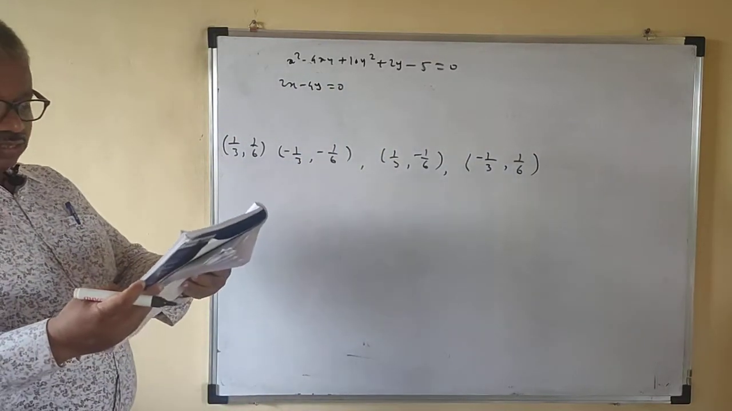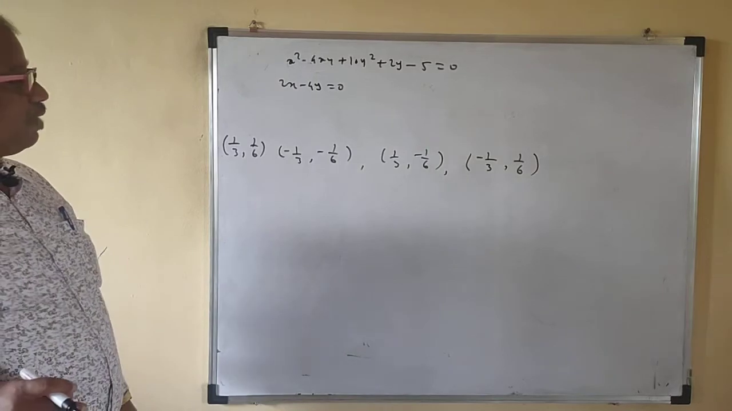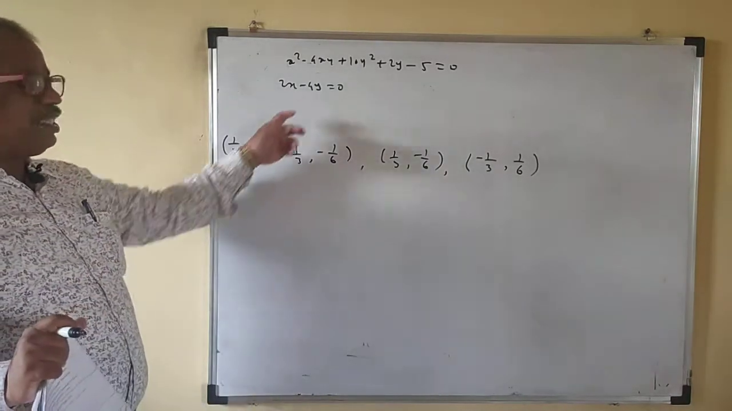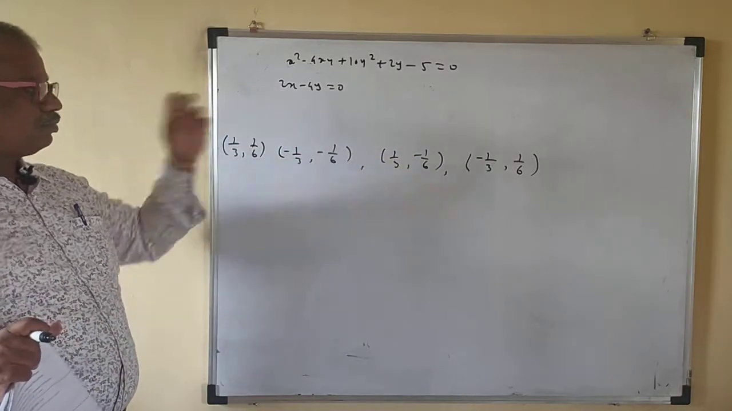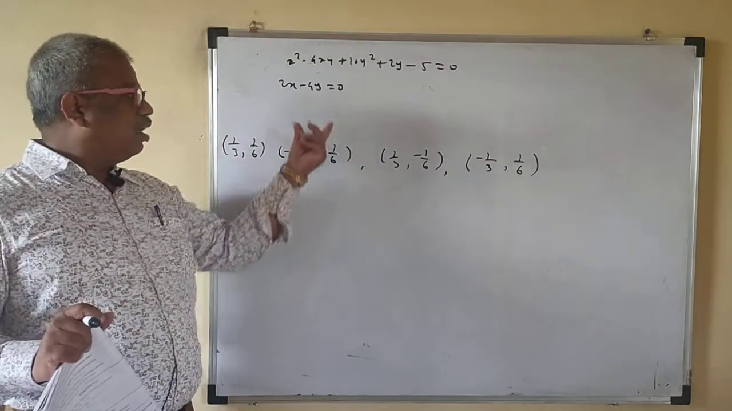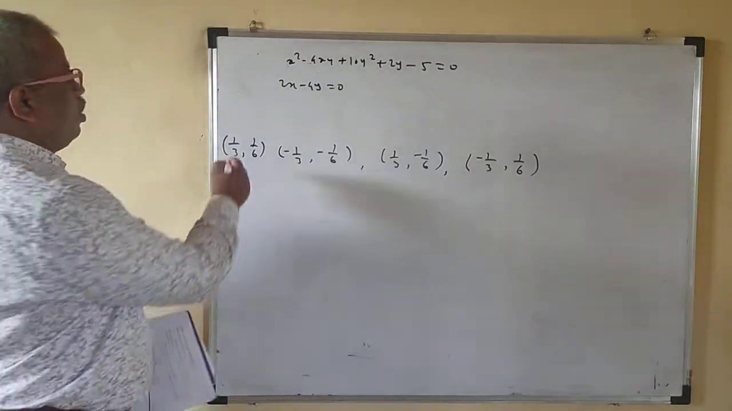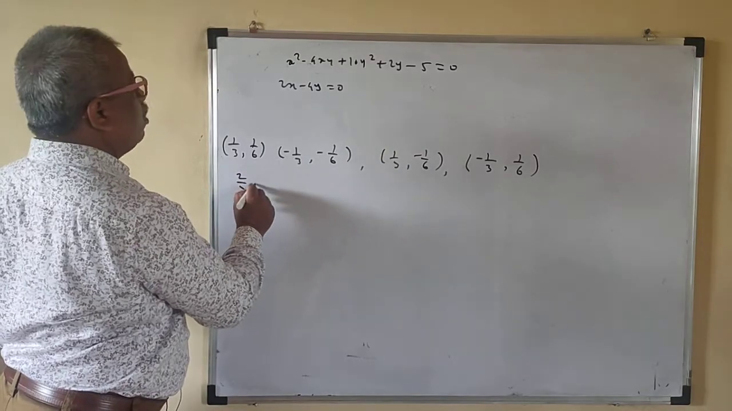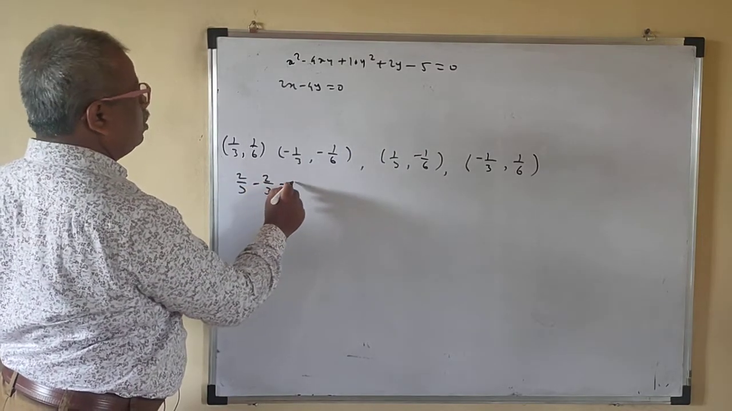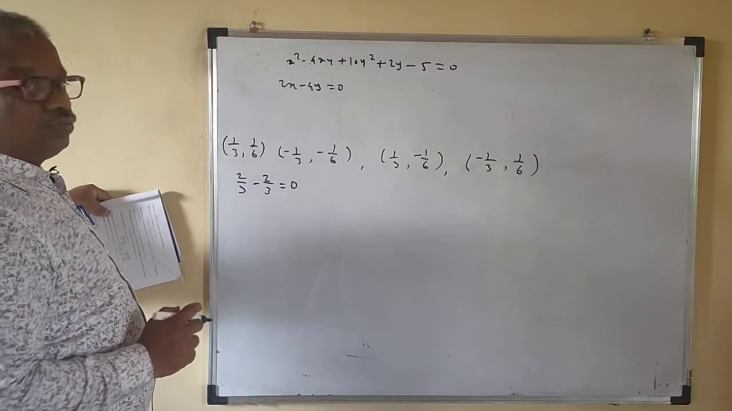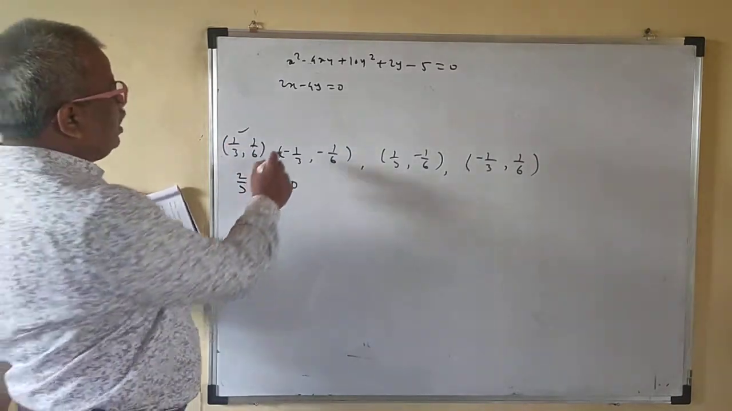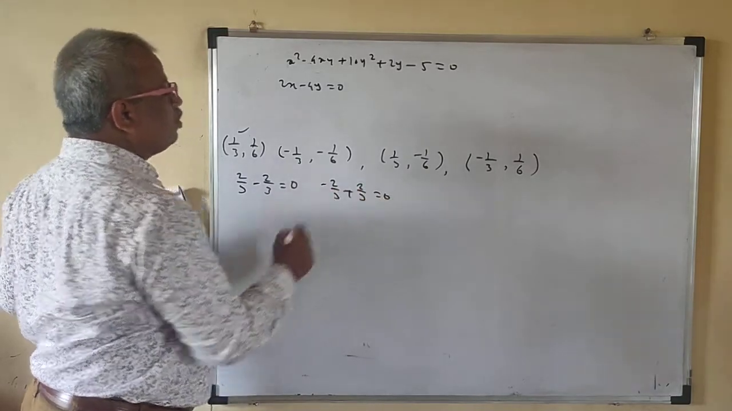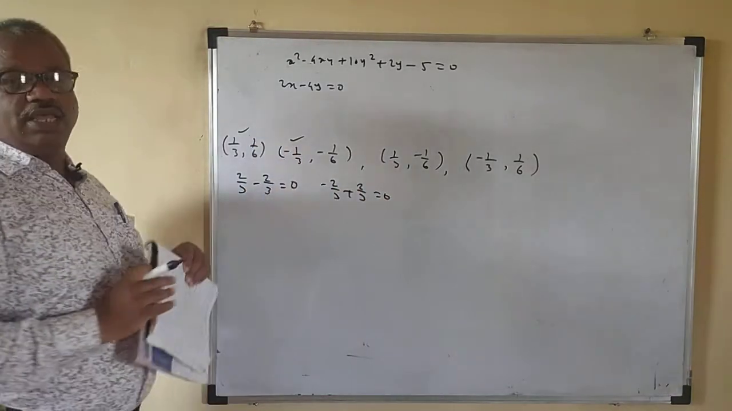Okay, there is no term of the x. So twice x minus 4y is equal to 0. Now check which one satisfies this equation. It may happen that two of them do. So we'll check which one. Here, 2 by 3 minus 2 by 3 is 0, so this satisfies it. But see, this one is minus 2 by 3 plus 2 by 3. This is also 0. That means this also satisfies it.